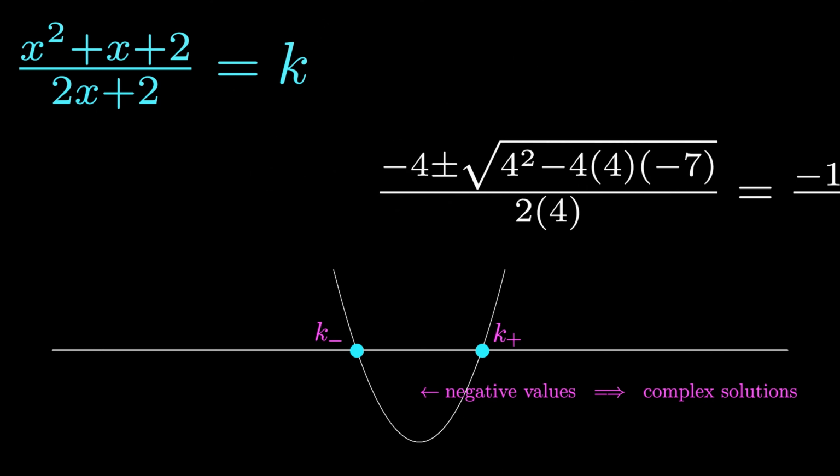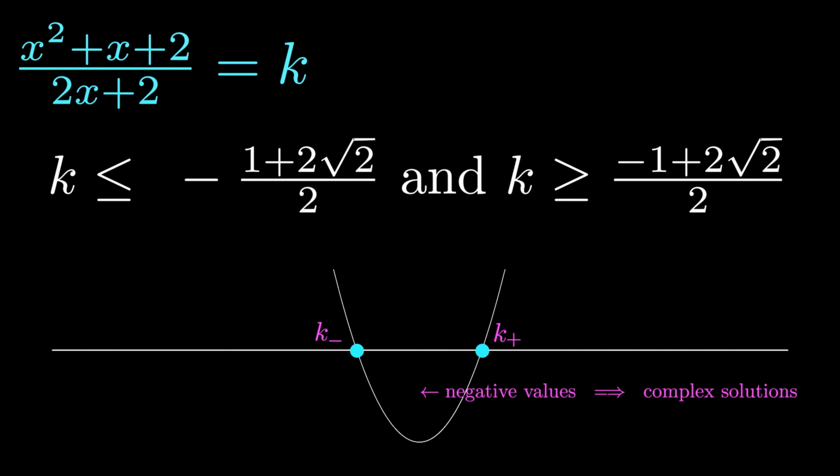solutions. So the values of k for which our given equation is solvable for real x are k less than or equal to minus 1 minus 2 times the square root of 2 divided by 2, and k greater than or equal to minus 1 plus 2 times the square root of 2 divided by 2, which is the final answer to our problem.